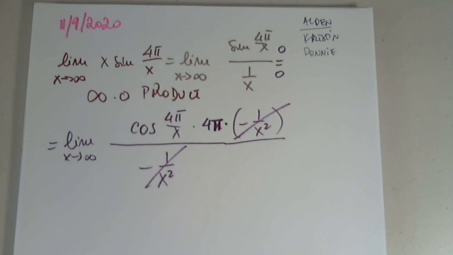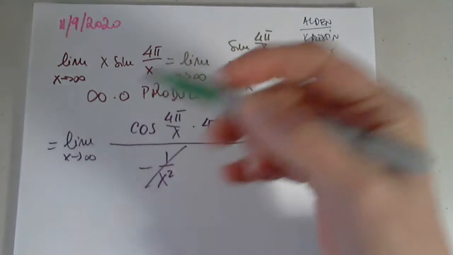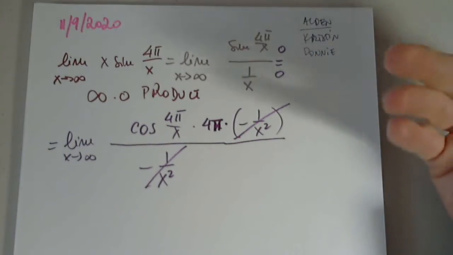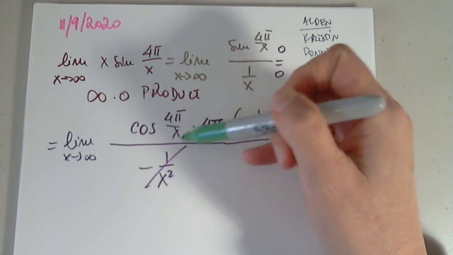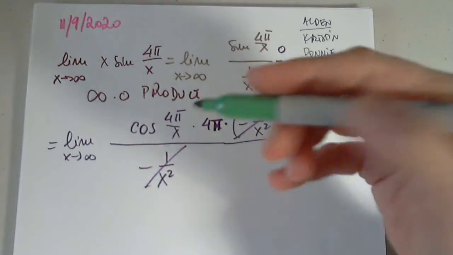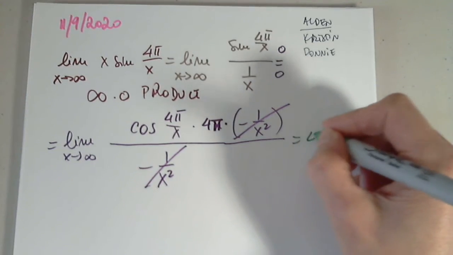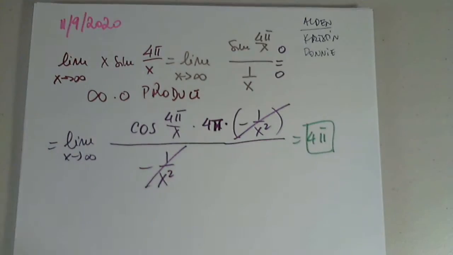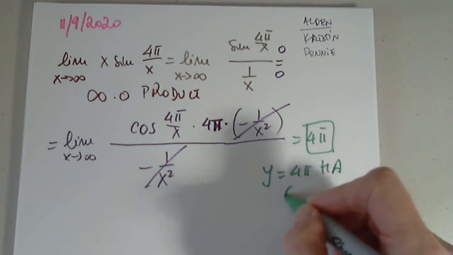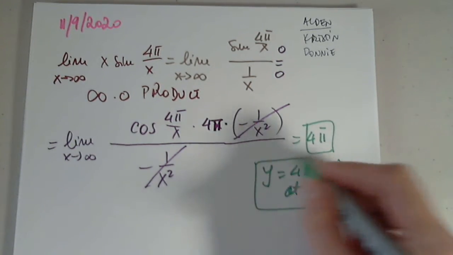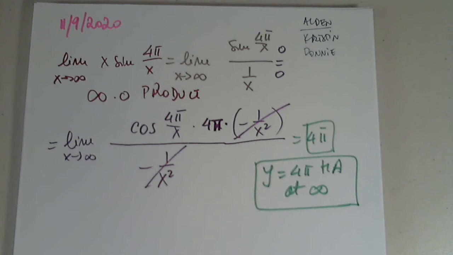And now when I plug in infinity, or actually, I don't really plug it in. When I say x approaches infinity, this approaches 0. But cosine 0 is 1, and 1 times 4 pi is 4 pi. You could say that y equals 4 pi is a horizontal asymptote at infinity, for sure. It was a nice limit.